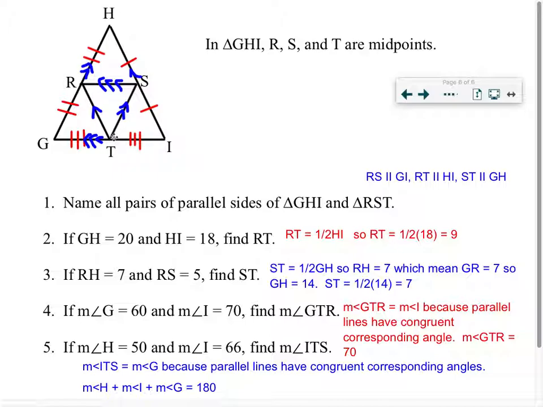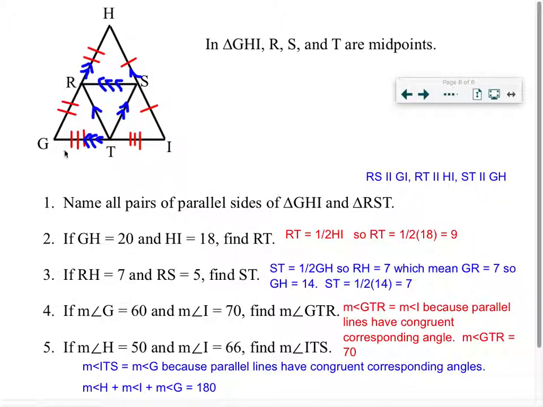So basically what they've done in this problem is give us too much information. They're trying to figure out, do you know which segment to use? Well, RT is the mid-segment. HI is that third side of the triangle, the side of the bigger triangle that RT does not touch. So RT is half of HI, which I wrote here, and you can see the answer.